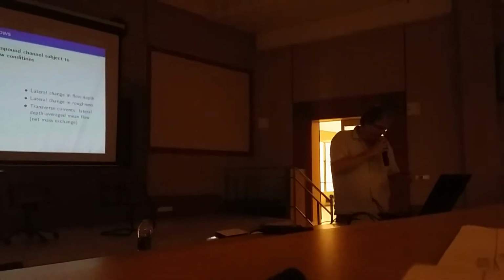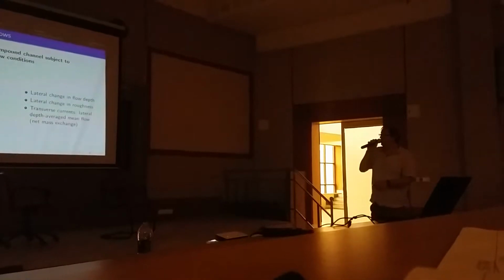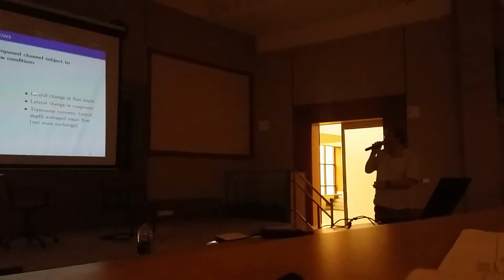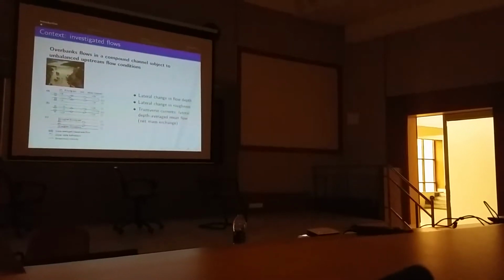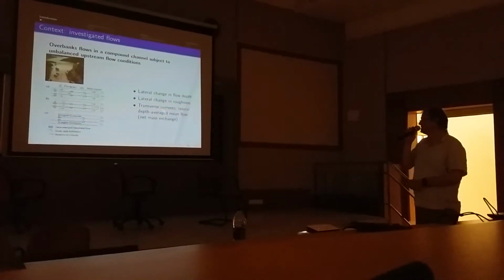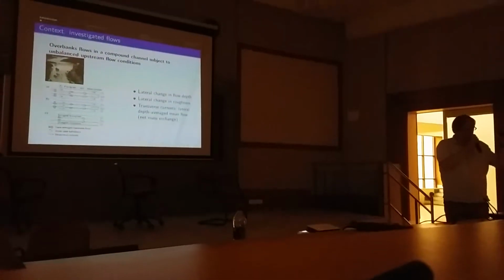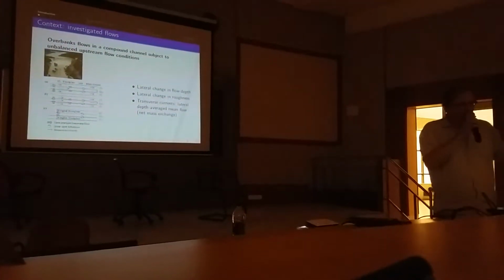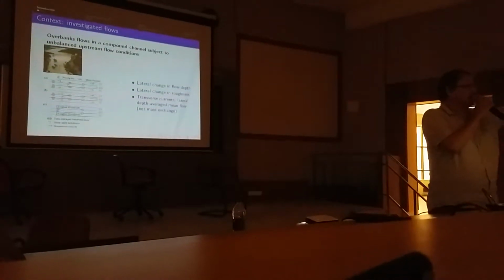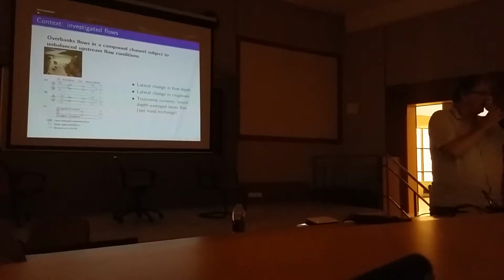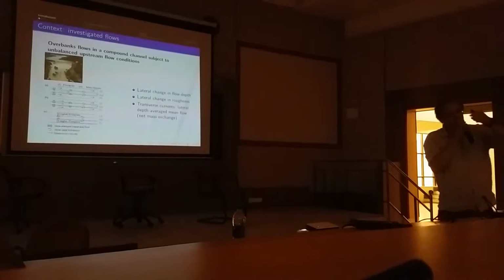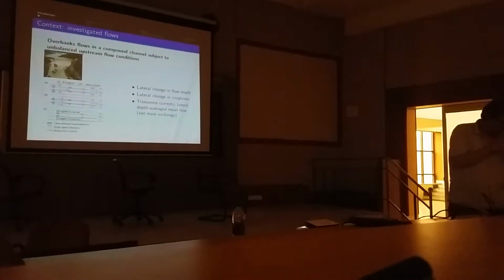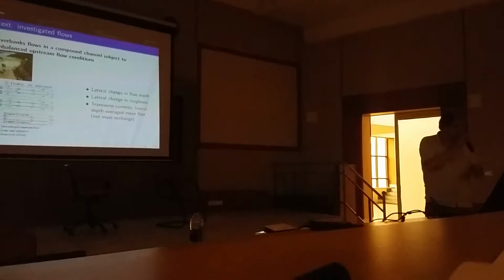So the situation is quite complex because in the transverse direction we have a lateral change in flow depth, a lateral change in roughness, because the floodplain has a stronger roughness than the main channel, and we have transverse currents. So it's very important to characterize these transverse currents. These transverse currents are characterized by a depth-averaged transverse velocity. It means that there is a net mass exchange from one subsection to another. Stop me if you don't understand.